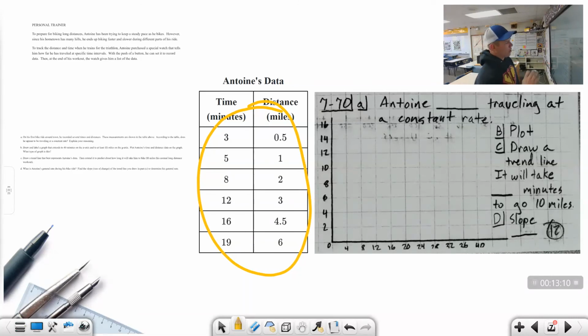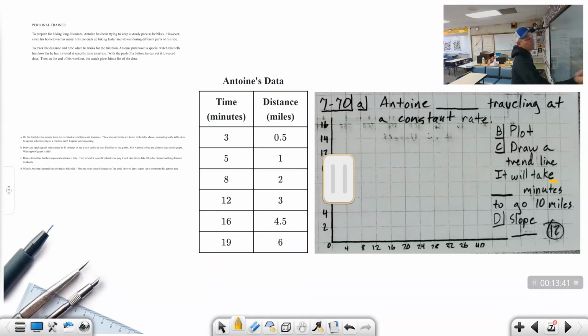at a constant rate? B, you are going to look at your graph. You are going to draw a trend line. Okay? And once you have a trend line, I want you to predict and write a sentence. It will take this many minutes to go 10 miles. So that means that you're going to go over on the 10 until you hit your trend line, and then you're going to go down. Okay? But you have to have your trend line to figure that out.